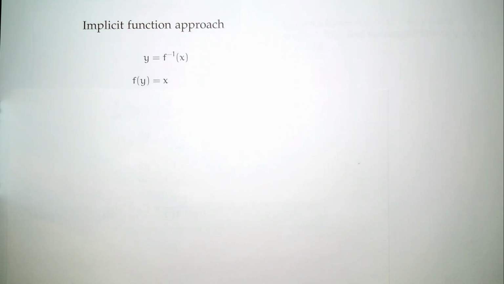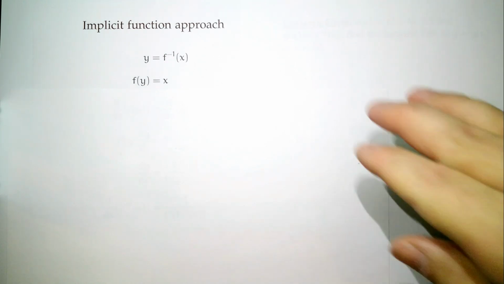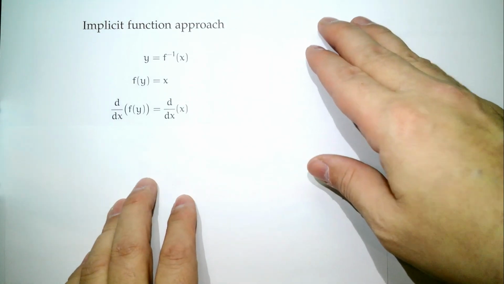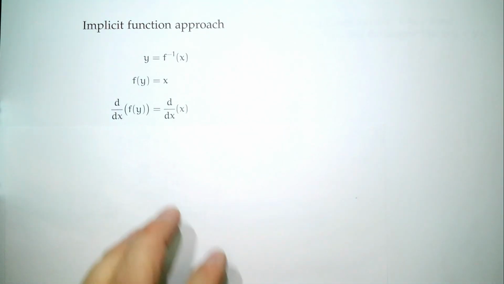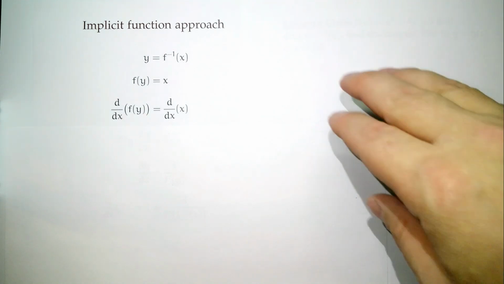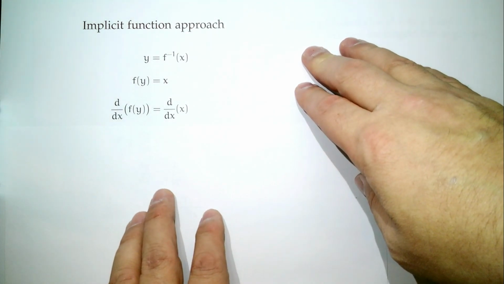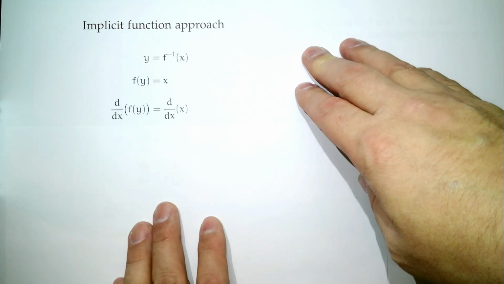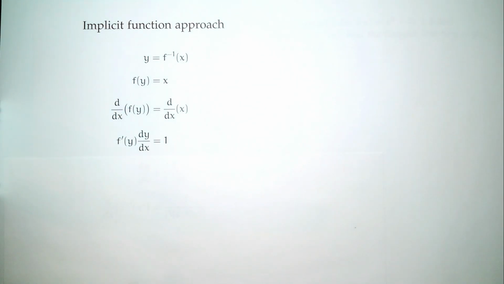Well, now let's take the derivative of both sides. Now, some things are much easier to take than others. If I'm looking at these two derivatives, I would say, hey, the derivative of x, I know that one. It's 1. How do you take the derivative of f of y? It's the chain rule. So it turns out it's f prime of y times the derivative of the inside, which is dy dx. And now we're almost there. So dy dx is 1 over f prime of y.